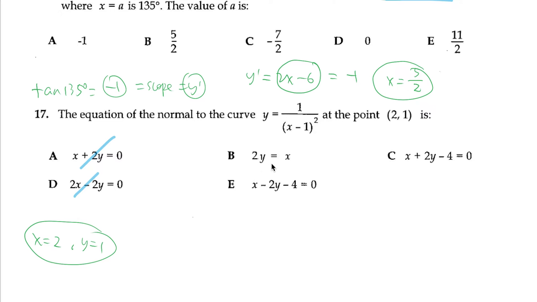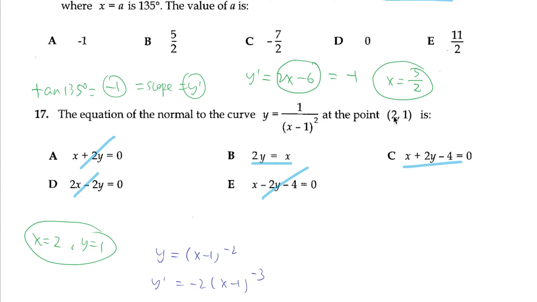I'll just leave it here. Then part c, 2 plus 2 minus 4, this looks okay as well. So those two look okay so far. And then e, 2 minus 2 minus 4, this is impossible. So we're just left with c and b. Now you just do a derivative. For y, again use the normal derivative: y equals x minus 1 to the power of minus 2. Don't use quotient rule, just directly bring the power down and reduce the power by 1.